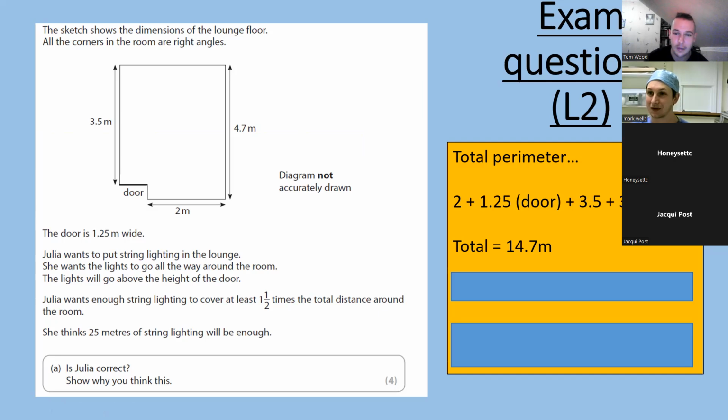But essentially, what Jackie said there, we need to know this extra distance as well. There's this little lip here. We can work that out from 3.5 and 4.7; it's the difference between them. So 4.7 take away 3.5, and like Jackie said, that's going to be 1.2. So we actually need to add an additional 1.2 on here.